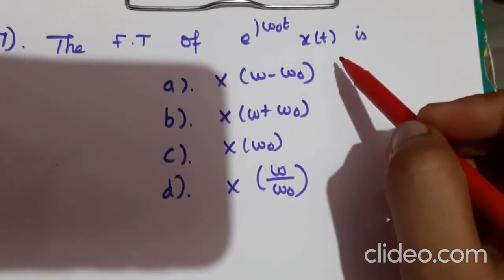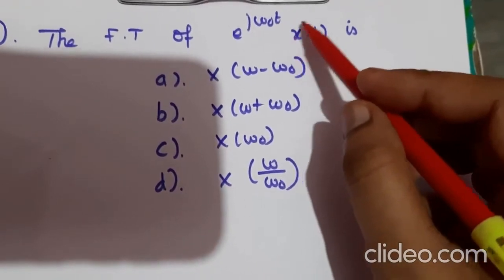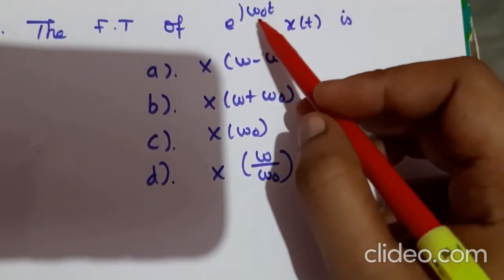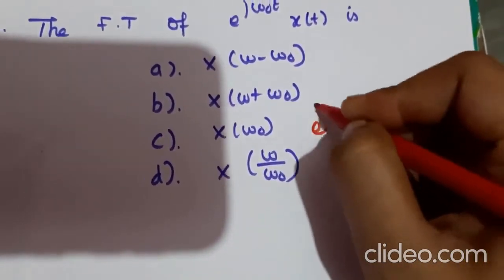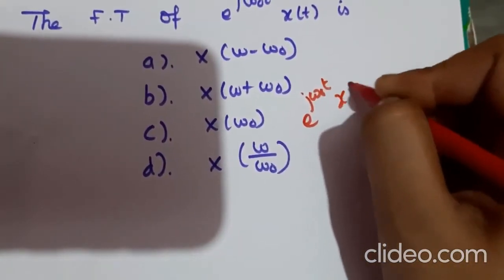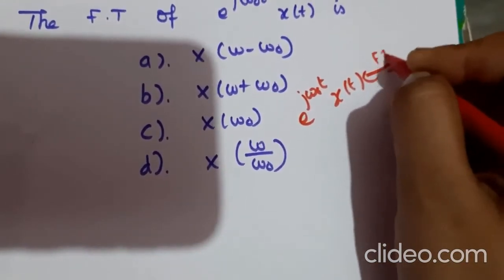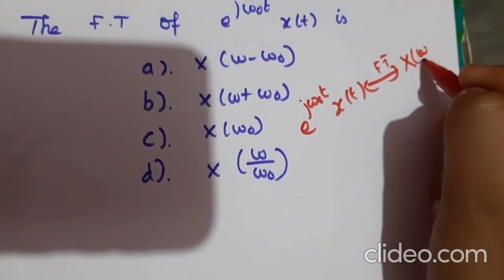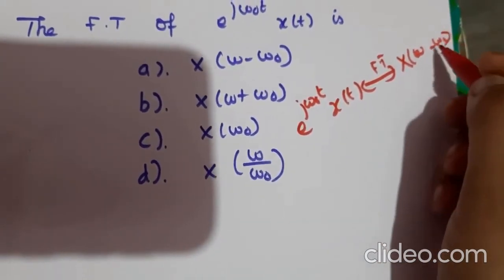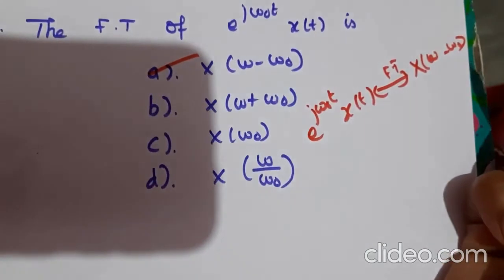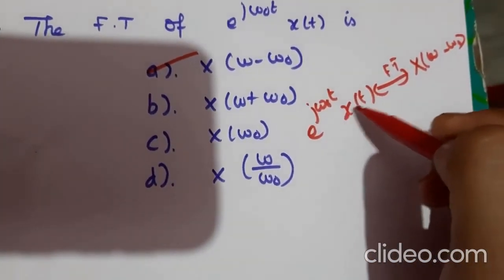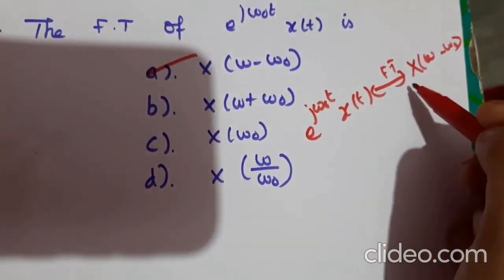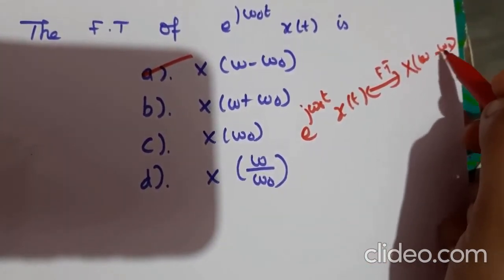Seventh question, the Fourier transform of e power j omega naught t into x of t is, and this is a property of multiplication of a signal with an exponential signal. So we know the Fourier transform for this kind of signal is X of omega minus omega naught. So here the answer is A. This is a property of a signal multiplied by the exponential signal. So the answer is X of omega minus omega naught.